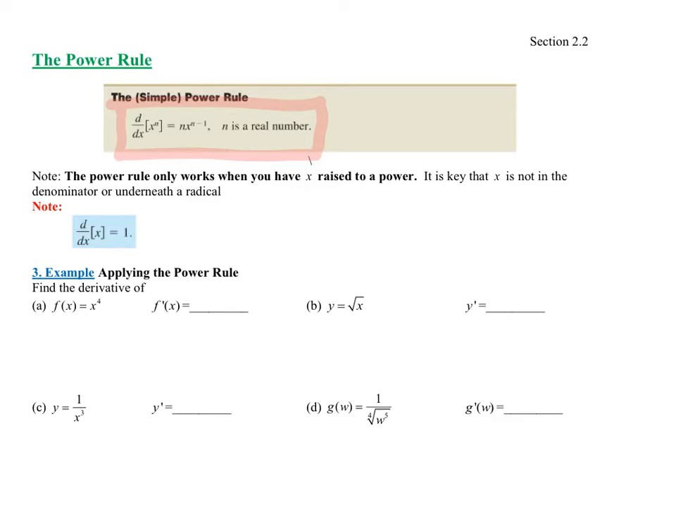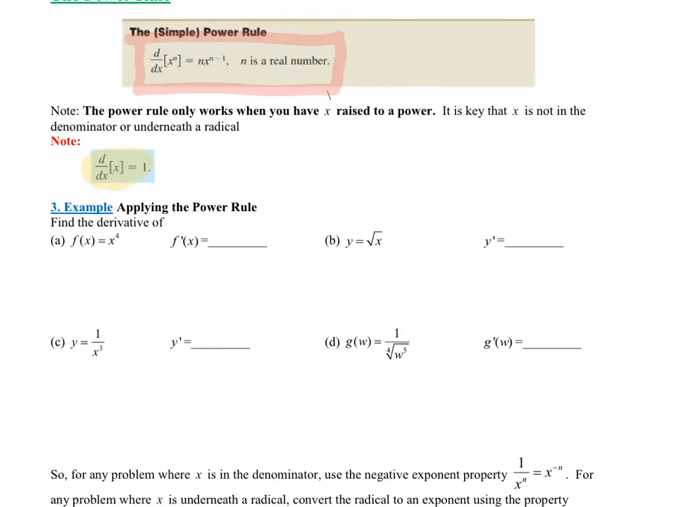minus 1. I do want you to just notice that the derivative of x is the derivative of x to the 1. So that would be 1x to the 0. 1x to the 0 is just 1. So what's the derivative of x? The answer is 1. What does this allow us to do?